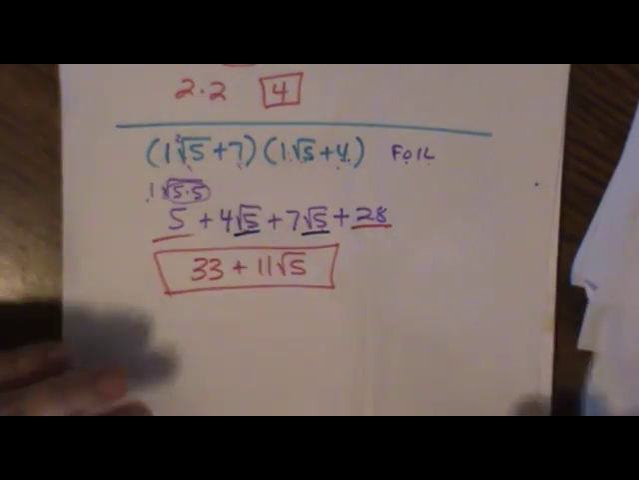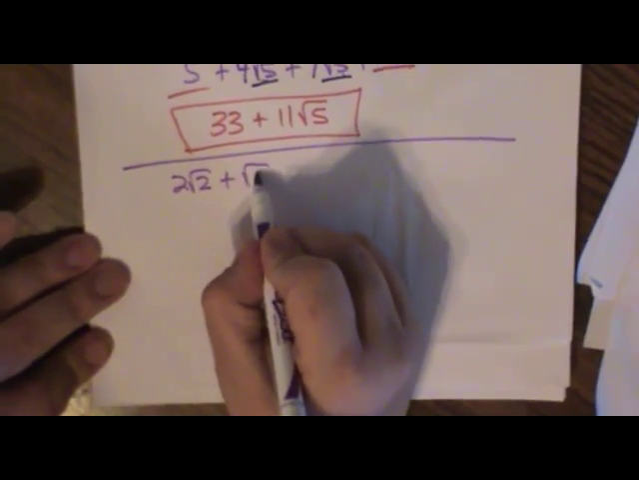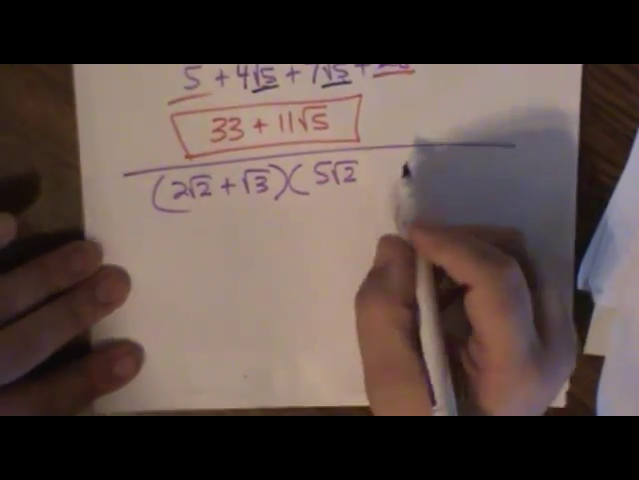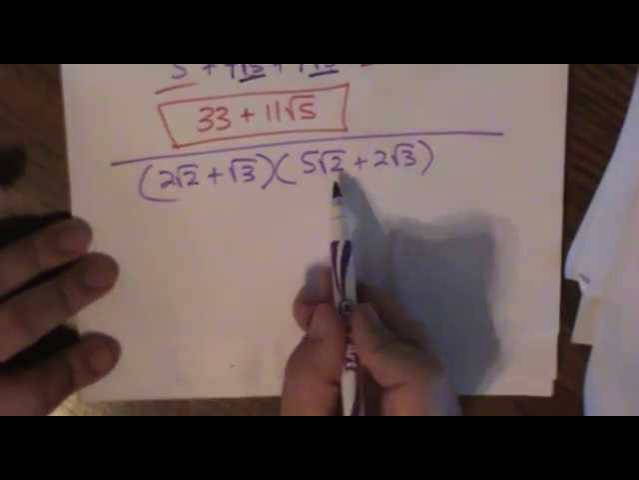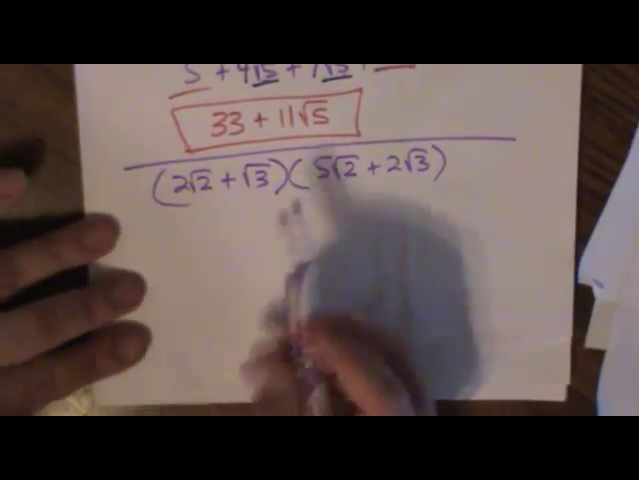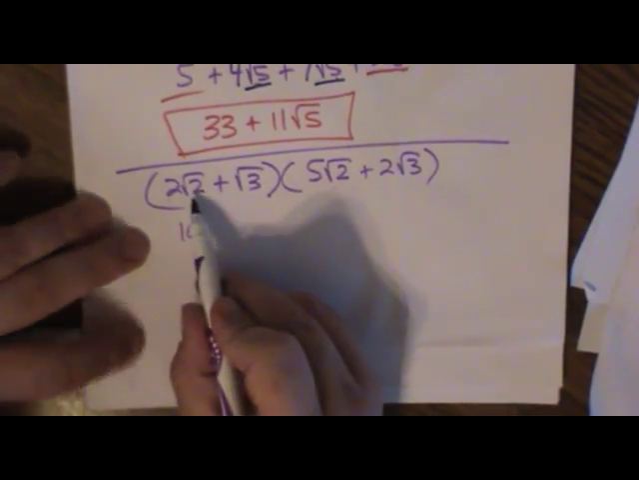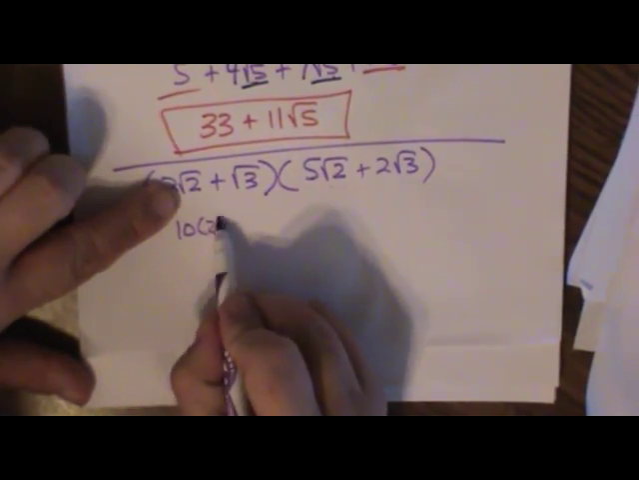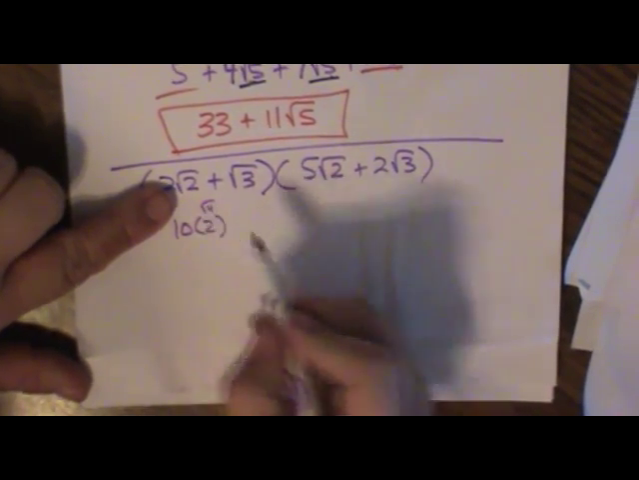Let's do another example. We have 2 square root of 2 plus the square root of 3, and we're going to multiply that by 5 square root of 2 plus 2 square root of 3. Okay. We're going to do first times first. First thing you want to do is look at your signs. They're both positive, so we're going to have a positive number. 5 times 2 is 10. Then inside we have a radical of 2, a radical of 2, but we know we have a pair, so we're going to multiply this times 2, because square root of 4 is 2.